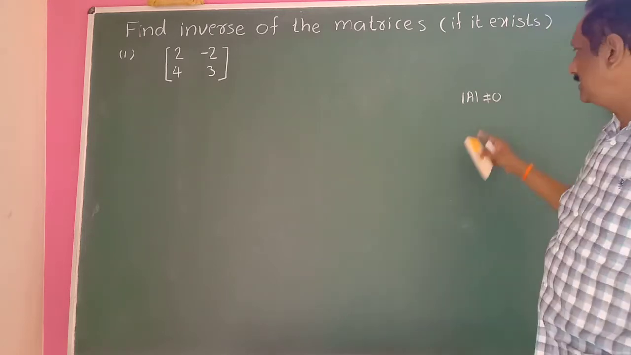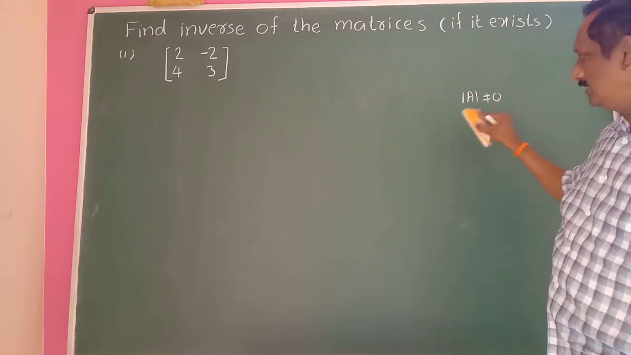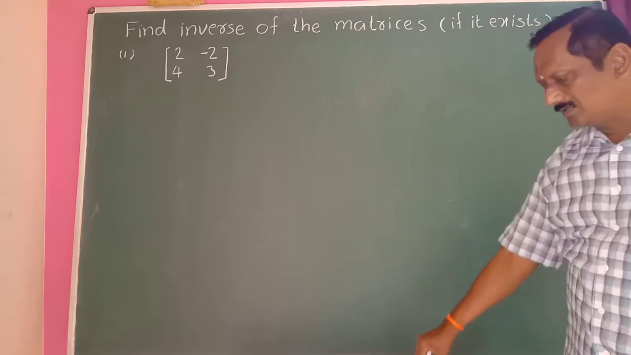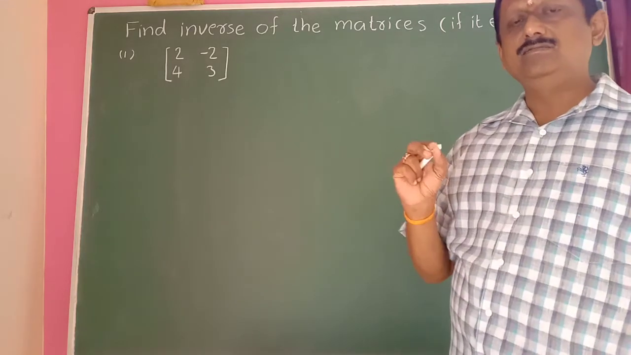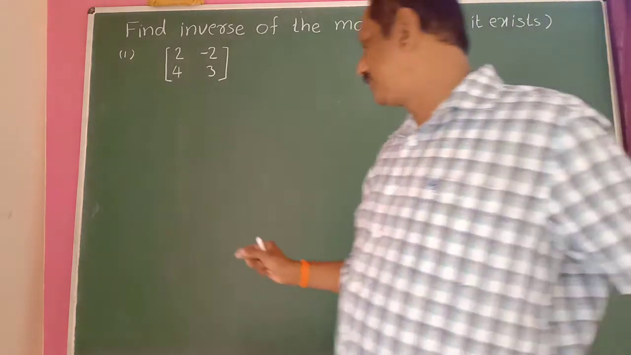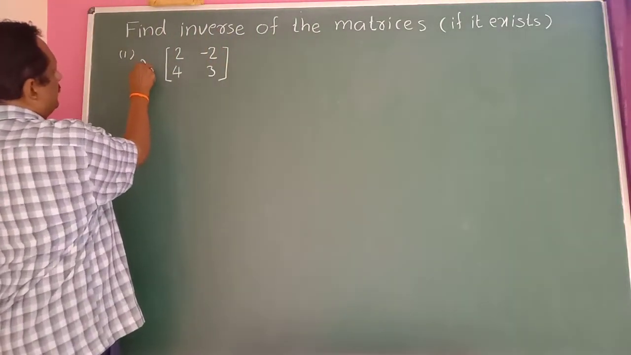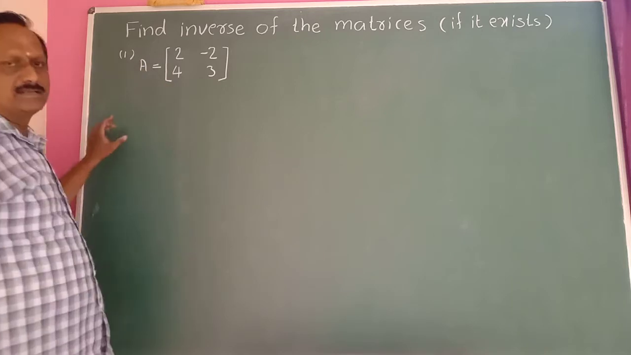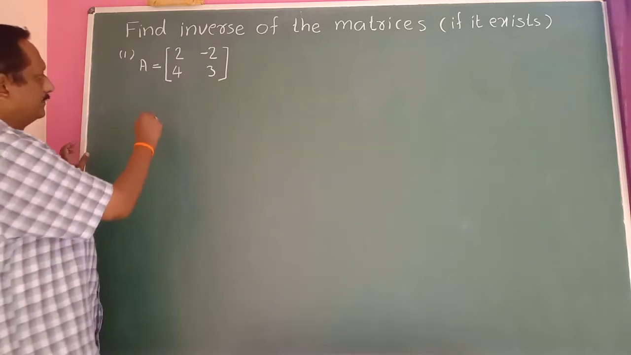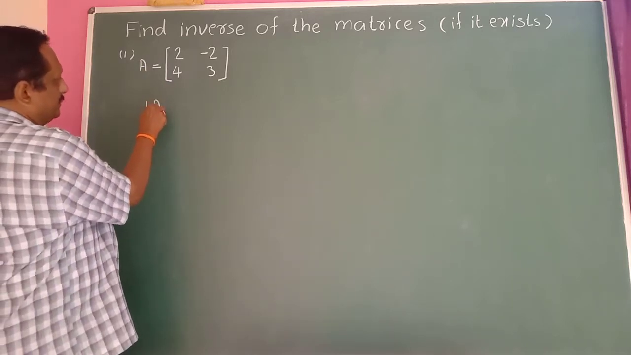If the determinant of A is not equal to 0, then continue. Otherwise, you just stop there and write that the inverse does not exist. Okay. Therefore, this is the given matrix. Take the given matrix as A. Next, find the determinant of A.